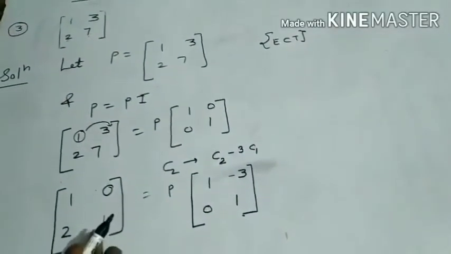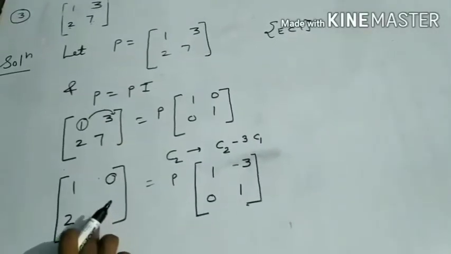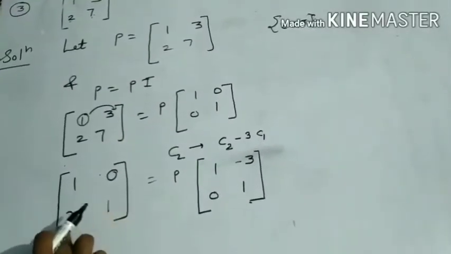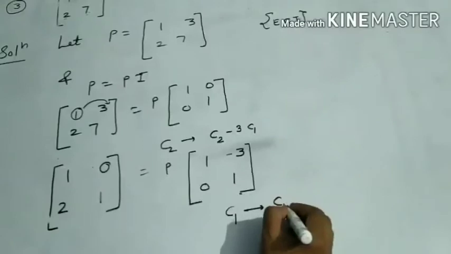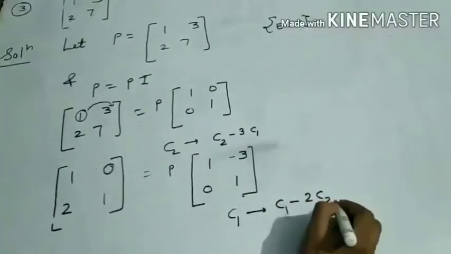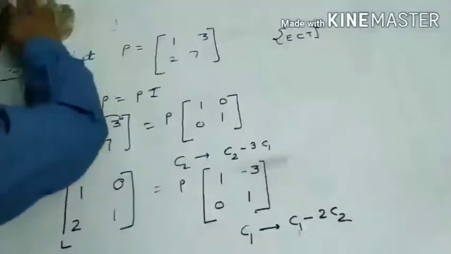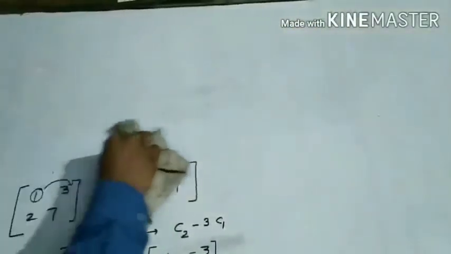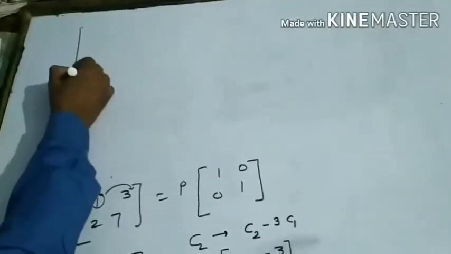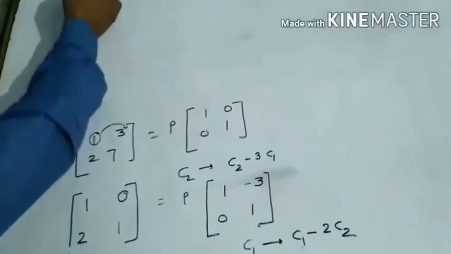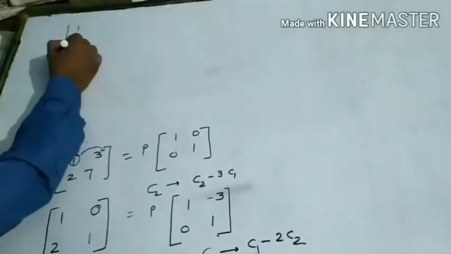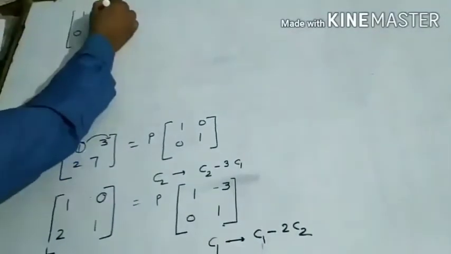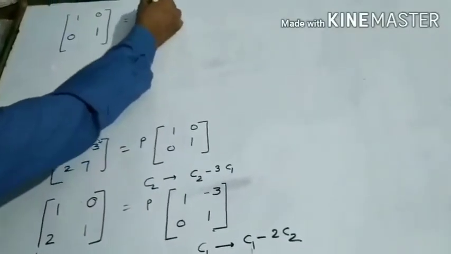Now this has become 1. Here we want to make 0, so we apply C1 equals C1 minus 2 times C2. Then what do we get? On this side we get 1, and then 2 minus 2, which becomes 0, and here it is 0 and 1, and on this side it is the P inverse part.